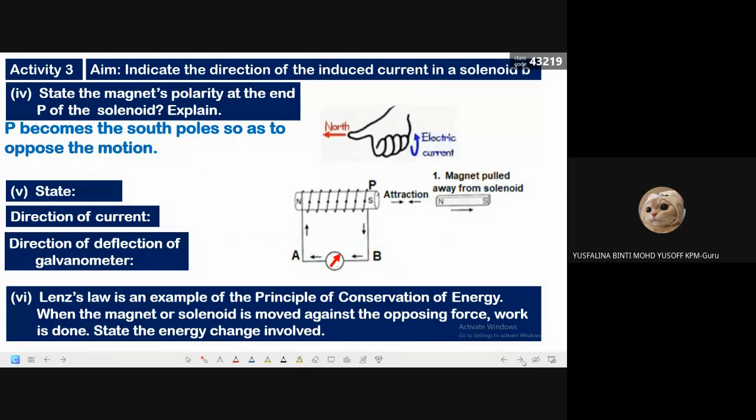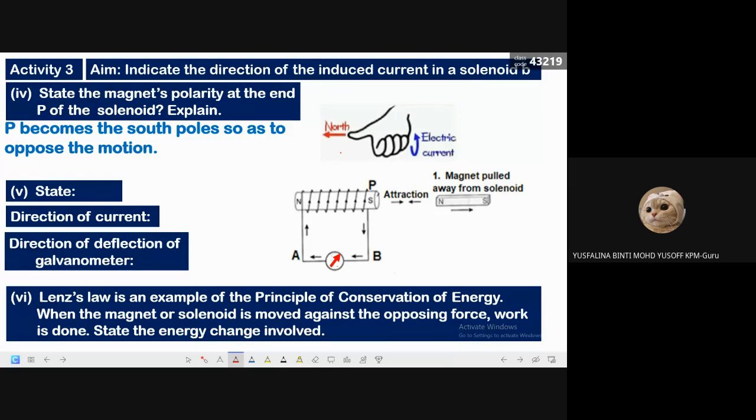This one also same, but this one changes because the north pole becomes at the left, because of the direction here. See, it moved upward. Now your four fingers move upward, so your thumb will show at the left side. So it means your left side is your north. Okay, so use the right hand grip rule to find the pole.